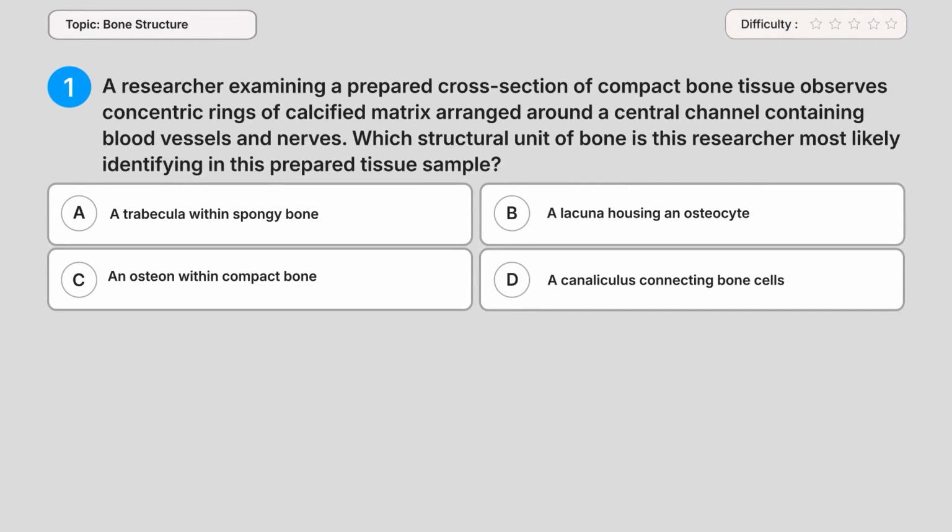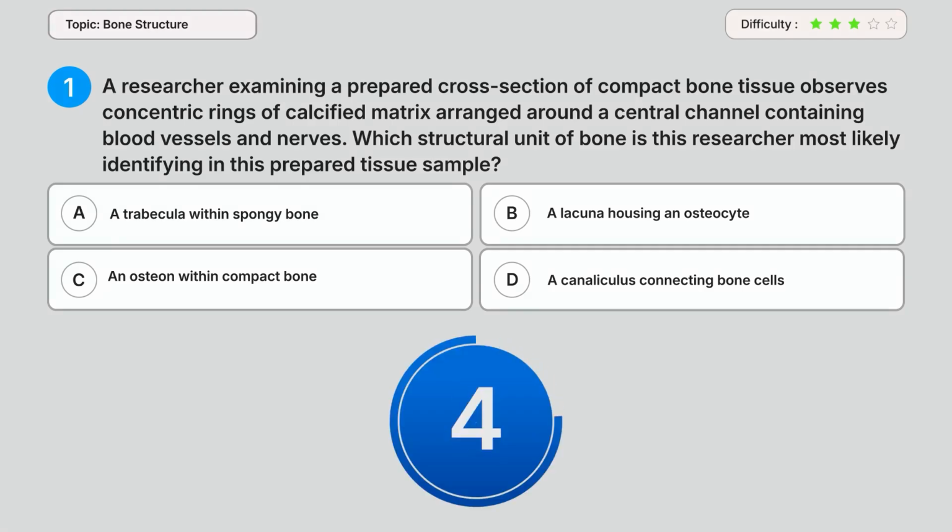1. A researcher examining a prepared cross-section of compact bone tissue observes concentric rings of calcified matrix arranged around a central channel containing blood vessels and nerves. Which structural unit of bone is this researcher most likely identifying in this prepared tissue sample? A. A trabecula within spongy bone. B. A lacuna housing an osteocyte. C. An osteon within compact bone. D. A canaliculus connecting bone cells.